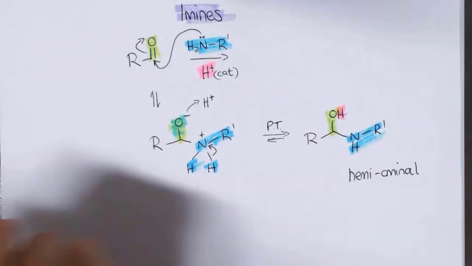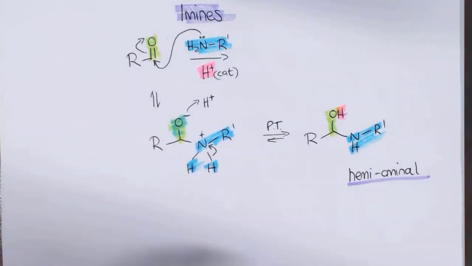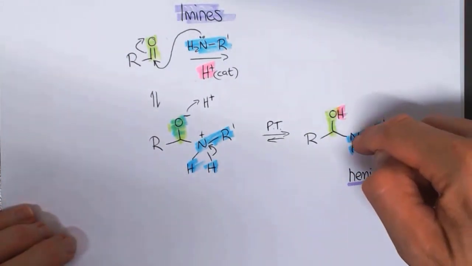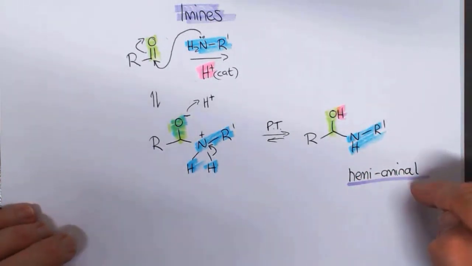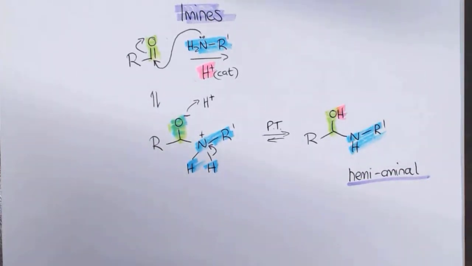We're not actually going to cover aminals in this course, but aminals are situations where it's like a nitrogen equivalent of an acetal. So we've got two nitrogens. So this is like the nitrogen equivalent of a hemiacetal. So we have an OH and then an O and something like that. So that's what it's called, a hemiaminal.